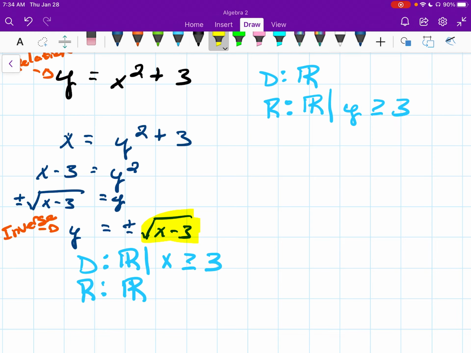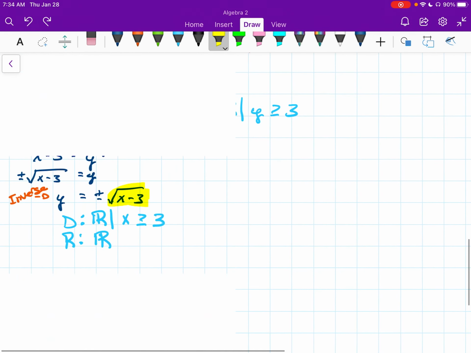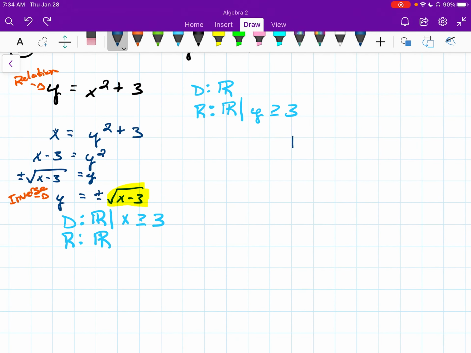We should notice here that this and this are the same. This and this are the same. That would be a good thing to know. The domain and range of the relation and the inverse relation, you swap the domain and range spots, right? It's the same rule, but you have to swap the domain and range. Now let's look at graphing this. So we're going to go something like this.